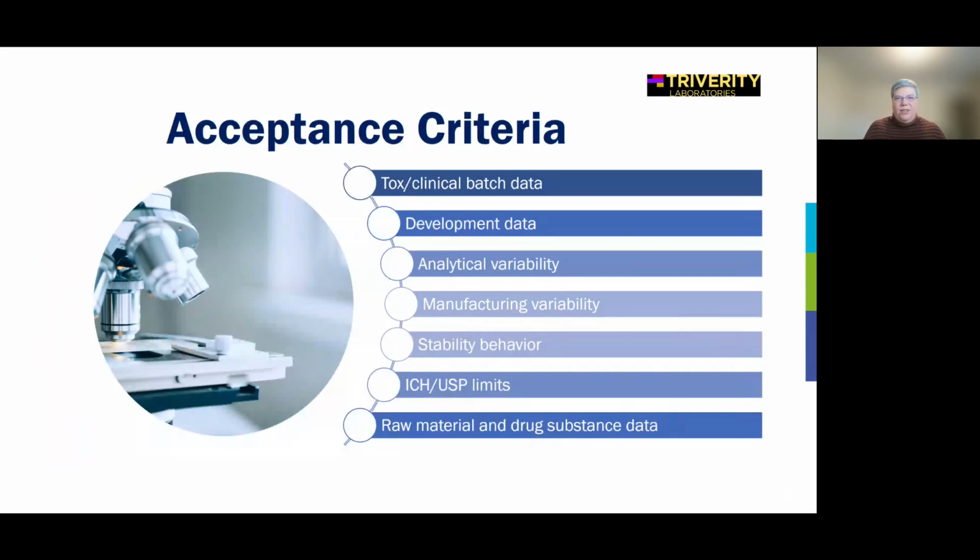Acceptance criteria. So this is a really big one. Your acceptance criteria need to be set based on, first and foremost, data that you have. So the tox lots, your clinical lots, all that batch data. Let's say you've got 5 batches that you've made. They're all from pilot scale up to, probably, you don't have any commercial scale when you're setting your acceptance criteria.